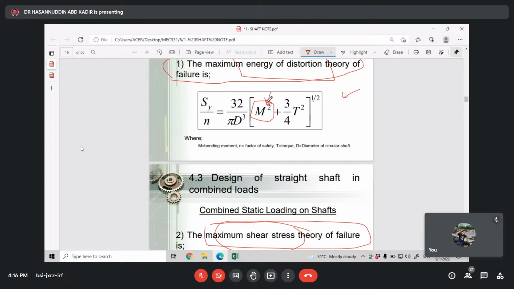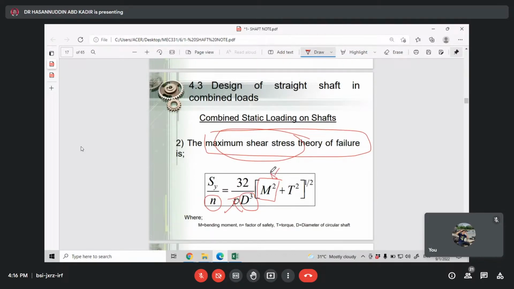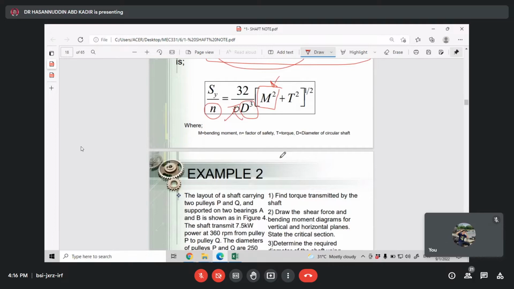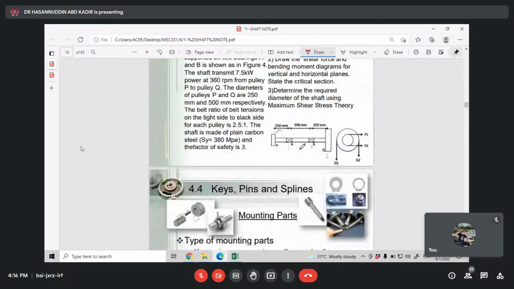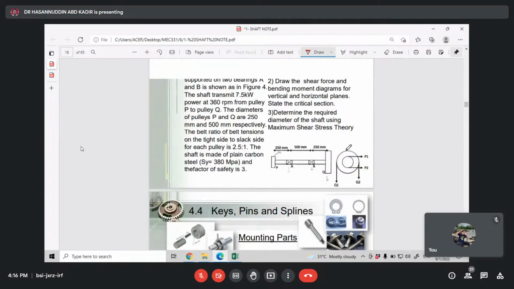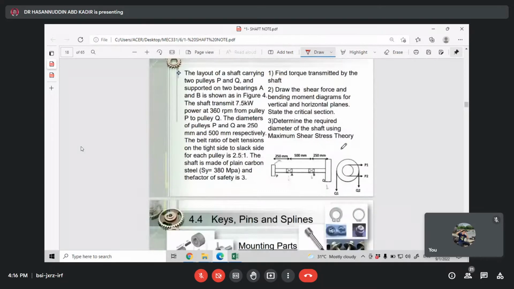Okay, please remember this one. This one we can apply. Tomorrow we will do an example, you will see. Okay, so I said before the condition is almost like this one. Let's say this is example 2 that they give. So they will give you this shaft.